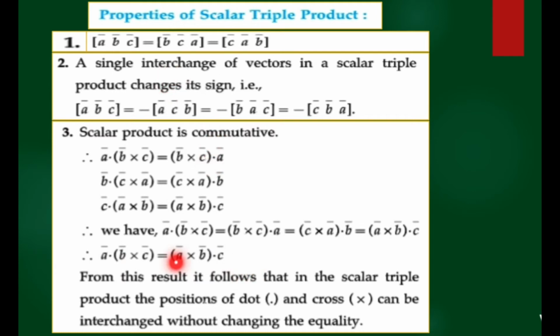So from this result it follows that in scalar triple product the positions of dot and cross can be interchanged without changing the equality. That means instead of writing this dot at first position, we write this at second position. Here we first take cross product, then with this cross product we take dot product of vector C. So we can interchange dot product with cross product.